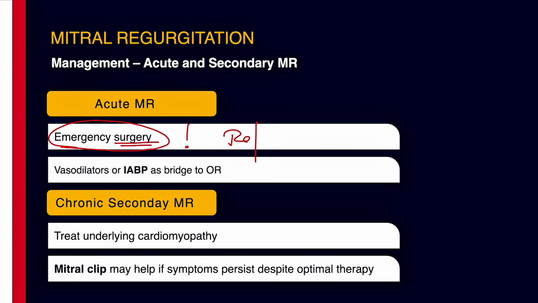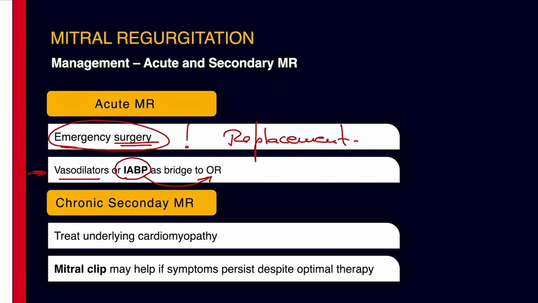In the meantime, you can stabilize the patient with vasodilators to reduce afterload, and in some cases, an intra-aortic balloon pump, okay, to improve forward flow and reduce regurgitant flow. This can bridge the patient to the operating room. But again, the priority here is rapid surgical intervention.